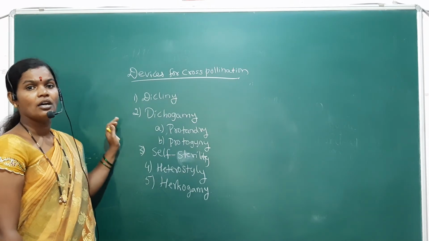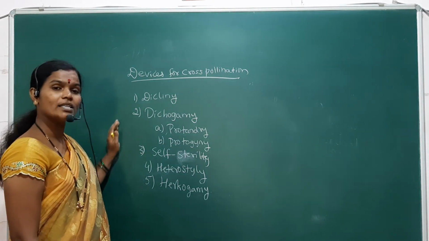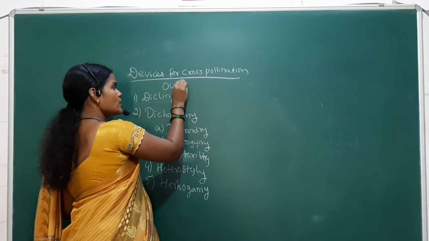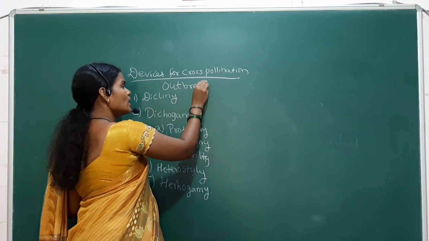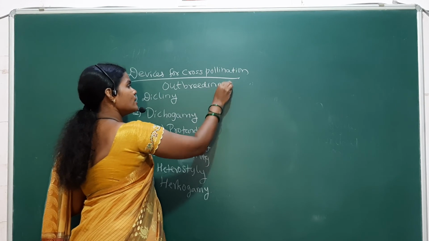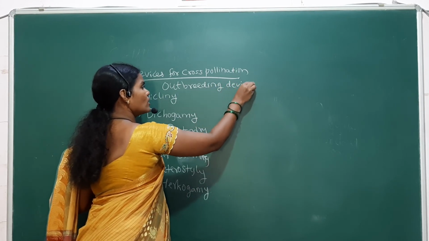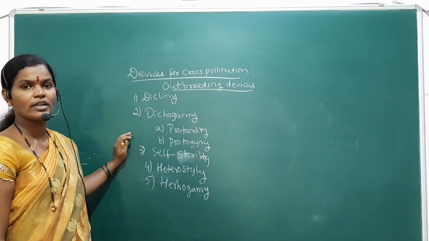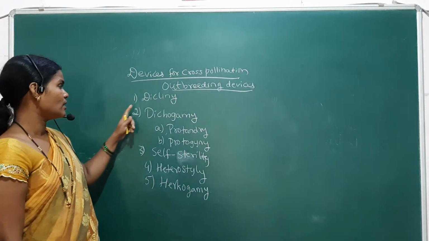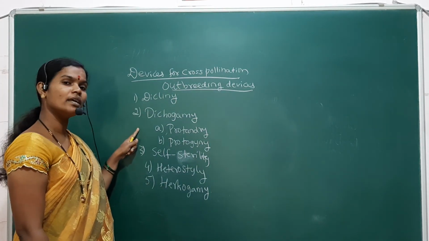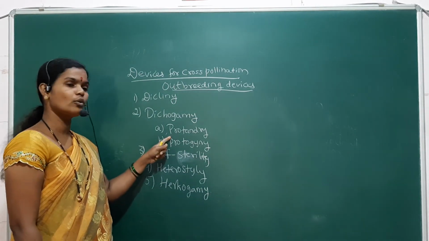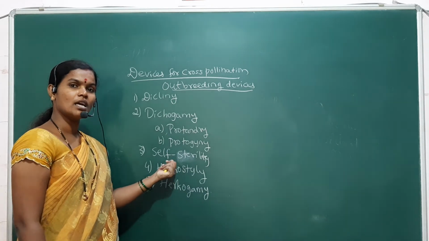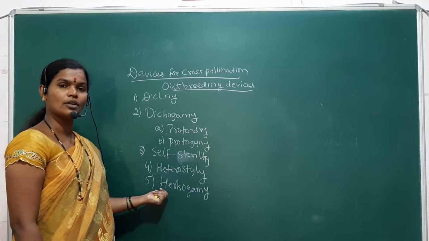They are called outbreeding devices, or devices for cross pollination. How many are there? Dicliny, dichogamy, in that two are protandry and protogyny. Then self-sterility, heterostyly and hercogamy.